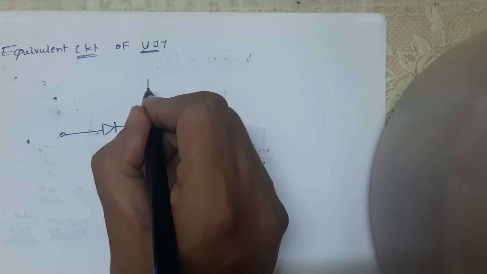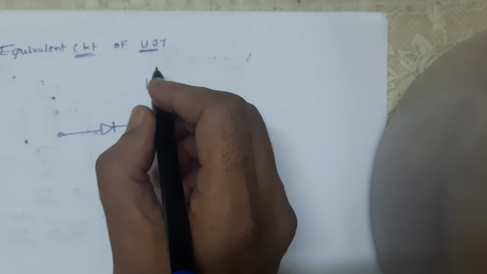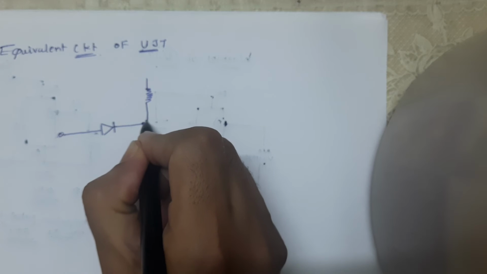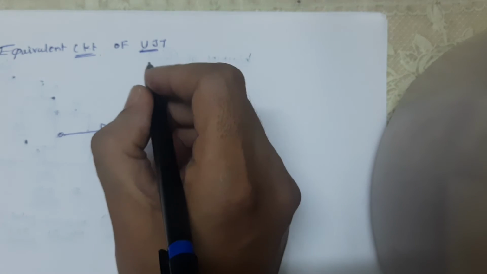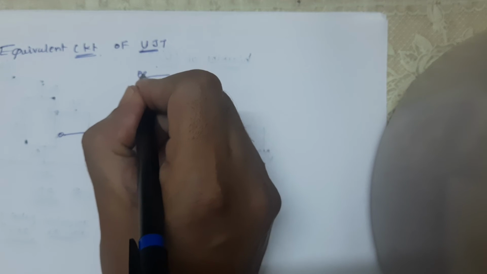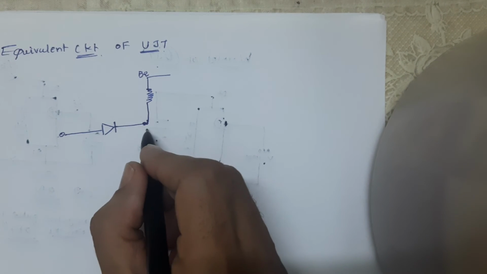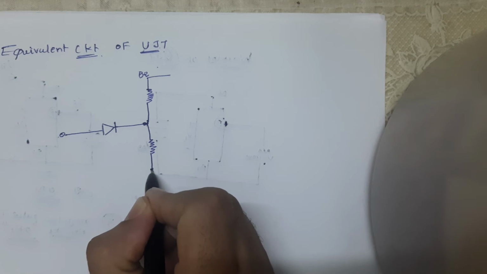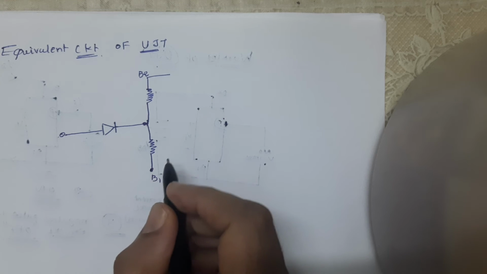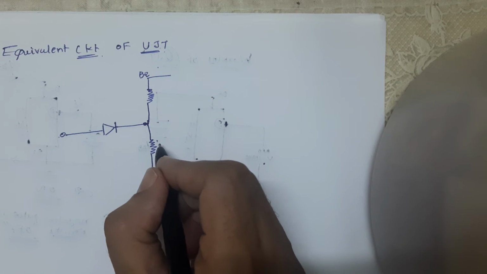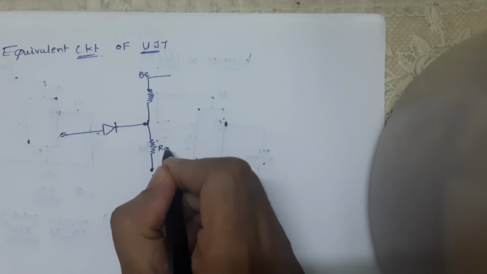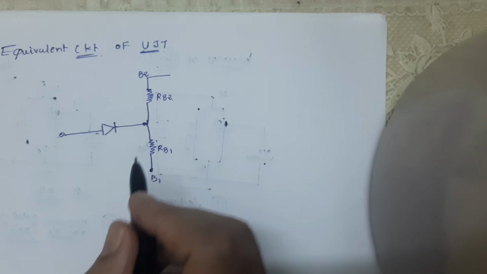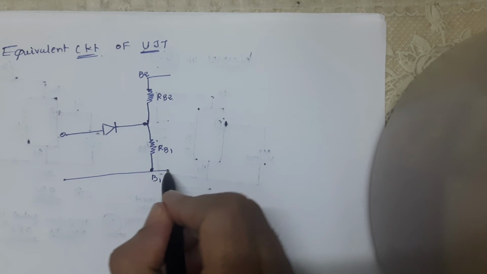There is an RBB which is divided into two parts, RB1 and RB2. This is your RB2 because it is on the upper side, where there is base 2. This is your base 2. On the lower side there is base 1. This is your RB1 because this is your B1, and this is RB2 for B2. And this is your common line.